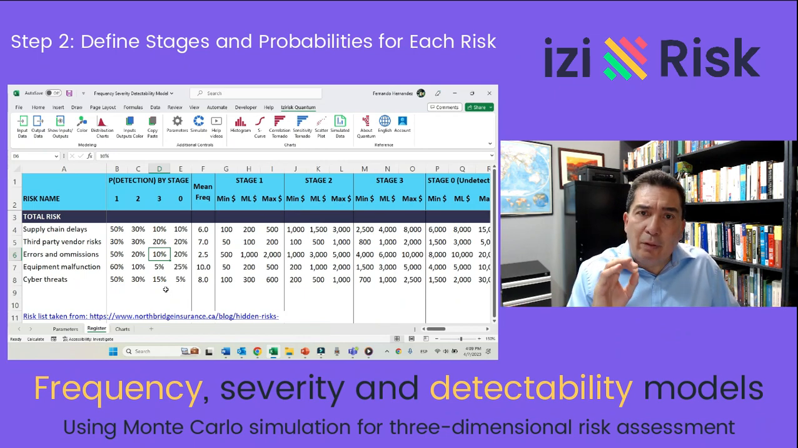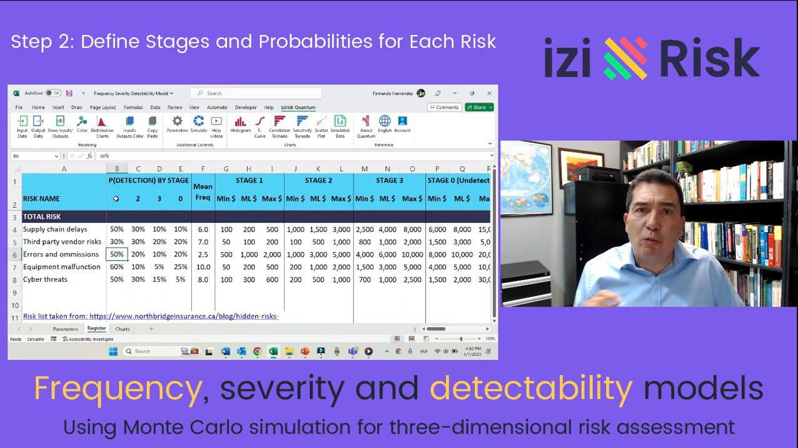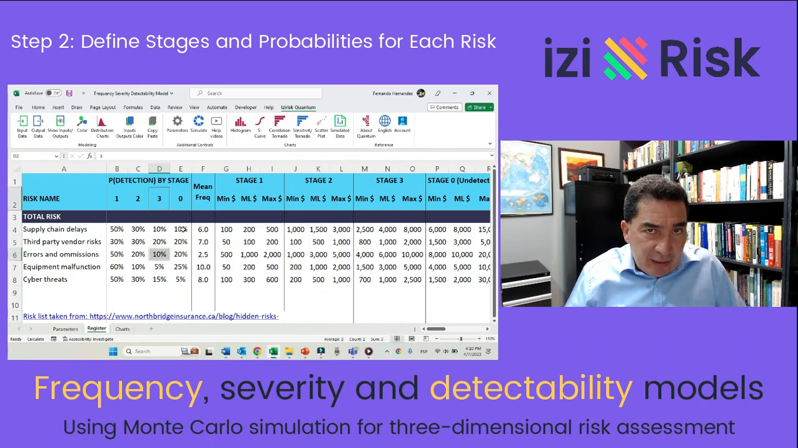In this example, experts' opinion deems that the probability of detecting an error or omission is 50% during early stage 1. There is a 20% probability that it will be detected during the second intermediate stage and there is a 10% probability that it will be detected until its final stage 3.